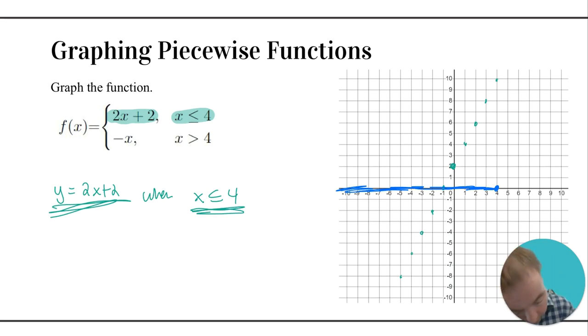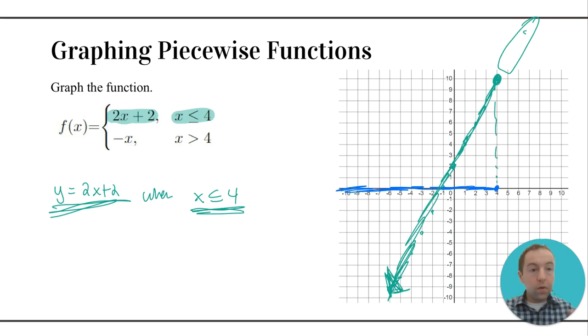So we really only want from this point, because that's corresponding to x equals 4, and then to the left forever, that graph. So up here where the line would continue, we don't want that because we want it only on the domain when x is less than or equal to 4, right?